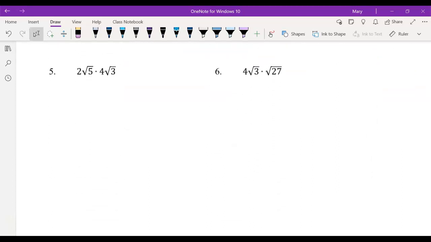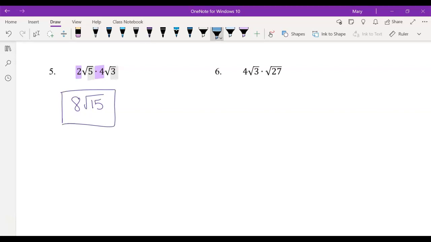So taking a look at number 5, we're going to do the same idea. We're going to multiply the outside parts. 4 times 2 is 8. We're going to multiply the inside parts here. 5 times 3 is 15. And then sometimes you look out here, 15 is 5 times 3. There's no perfect squares in there, so this is just it.